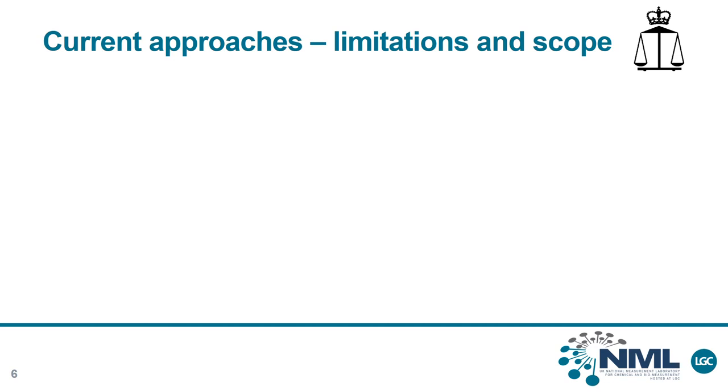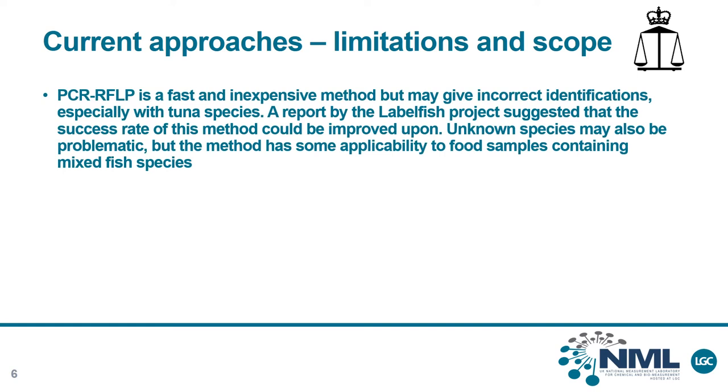The various methodologies currently available for fish speciation are suited to different types of analyses, and thus have differing limitations. PCR-RFLP is a fast and inexpensive method, but may give incorrect identifications, especially with tuna species. A report by the Labelfish project suggested that the success rate of this method could be improved upon. Unknown species may also be problematic, but the method has some applicability to food samples containing mixed fish species.